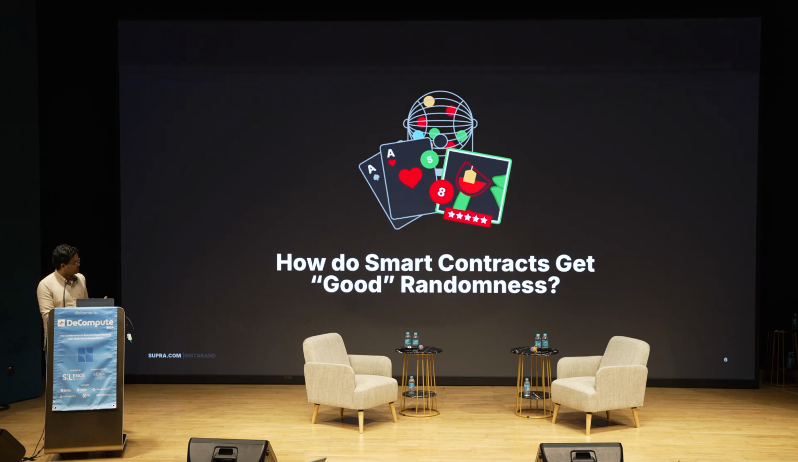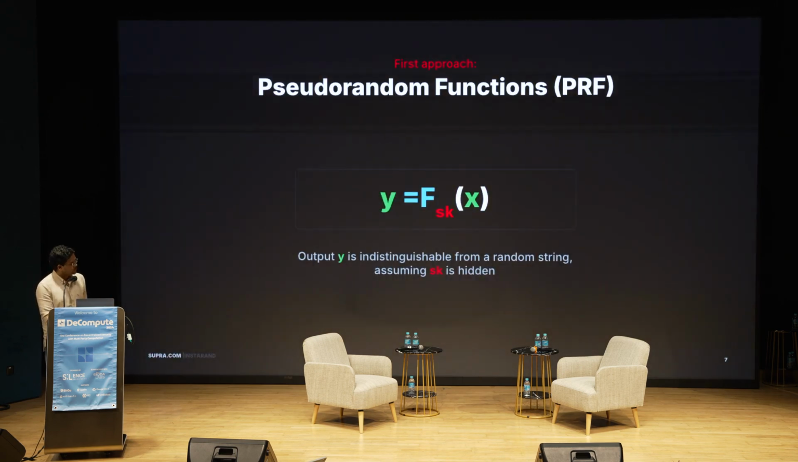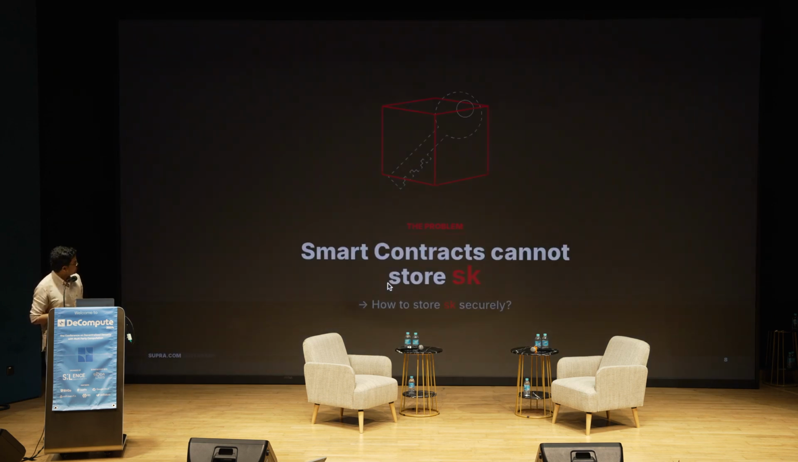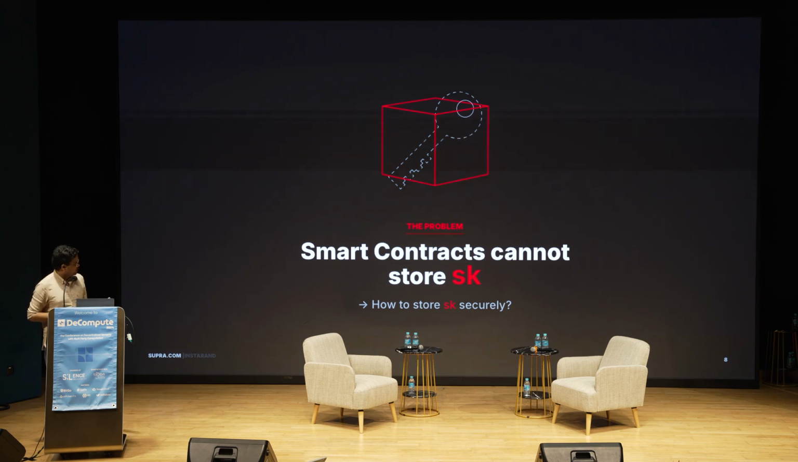Now the question is, since everything happens on smart contracts in the blockchain space, how do smart contracts get good randomness? The first approach that comes to mind is using a pseudo-random function, or a primitive called PRF. Here, given a secret key SK, you run the function f on an input x to obtain the output y. The PRF ensures that the output y is indistinguishable from a random string given SK is hidden. However, there's a problem. We all know that smart contracts cannot store secret keys. You cannot store private state on smart contracts. So that boils down to how to store the secret key securely.